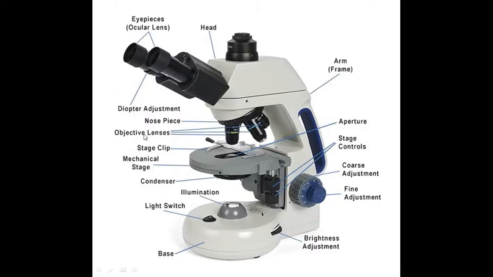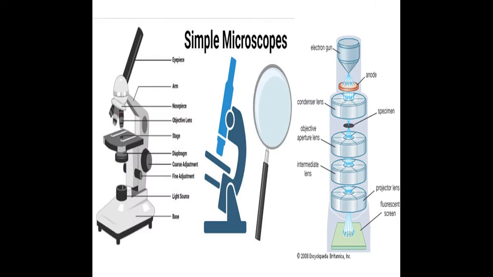Compound microscopes use two lenses, one called the eyepiece lens, which is used for the vision, and one called the objective lens. So here there are two magnifications. The objective lens first magnifies the object from the stage. Then the eyepiece lens further magnifies the image of the objective lens. So compound microscopes use two lens systems, whereas a simple microscope uses just one lens system.